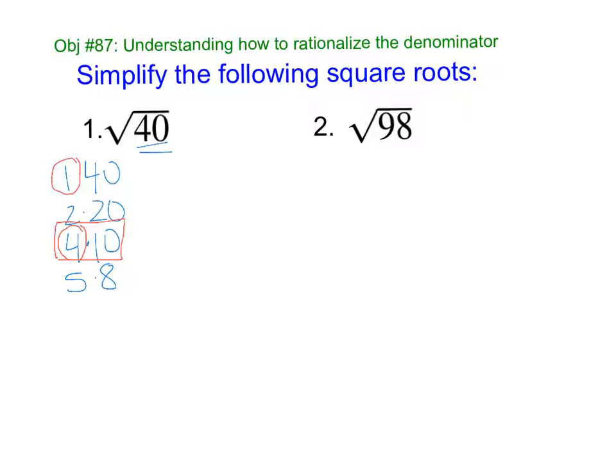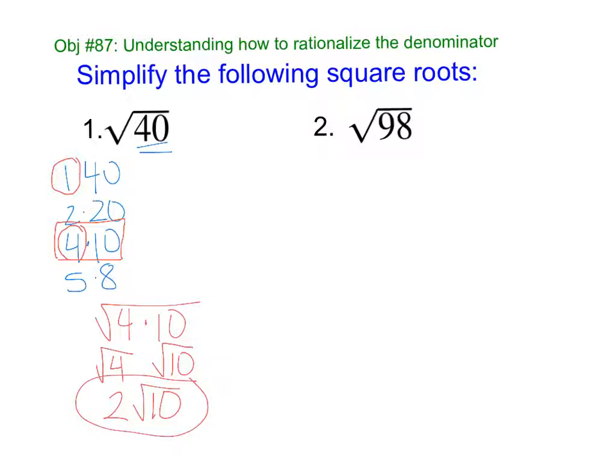So we're going to rewrite 40. 40 equals 4 times 10. And then a property of square roots, we're allowed to break it up. Square root of 4, the square root of 10. What's the square root of 4? 2. What's the square root of 10? I have no idea, so I rewrite it. Root 10. And we just simplified our square root.